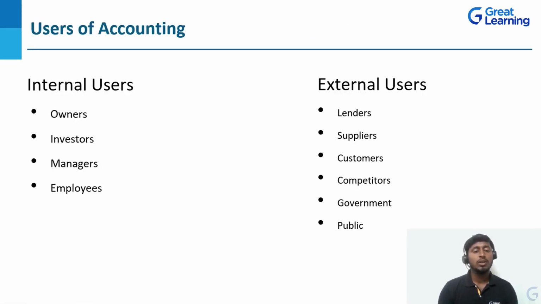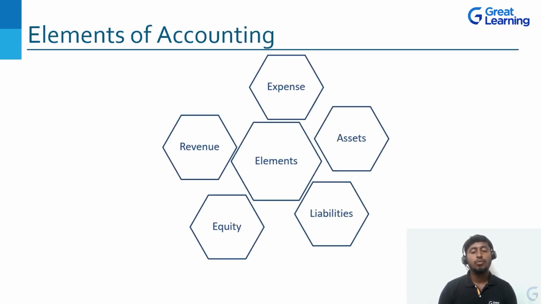Users of accounting. In this, we have broadly classified into 2 categories, that is internal users and external users. In the internal, we have owners or management, investors, managers, and employees. And external users: lenders, suppliers, customers, competitors, and the government and the public. So these are the users of accounting. Elements of accounting. So 5 elements are there, that is assets, liabilities, revenue, expenditure or expenses, and the capital. So these are the 5 elements of accounting.